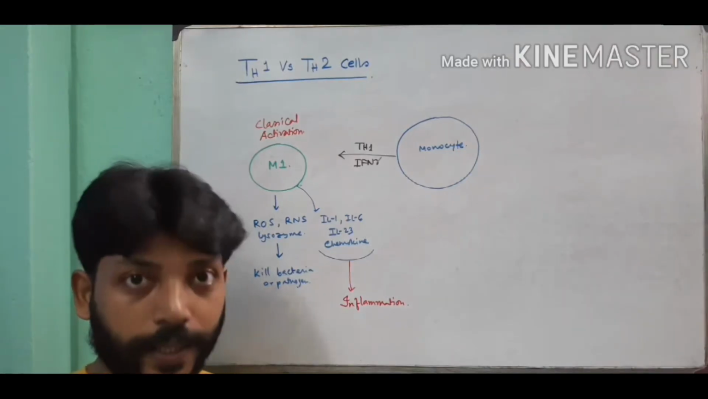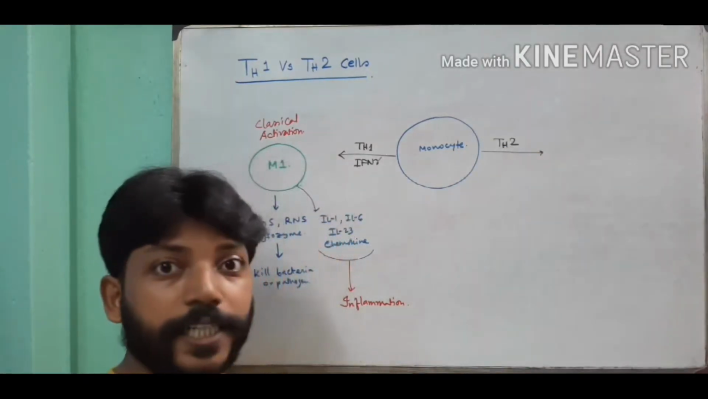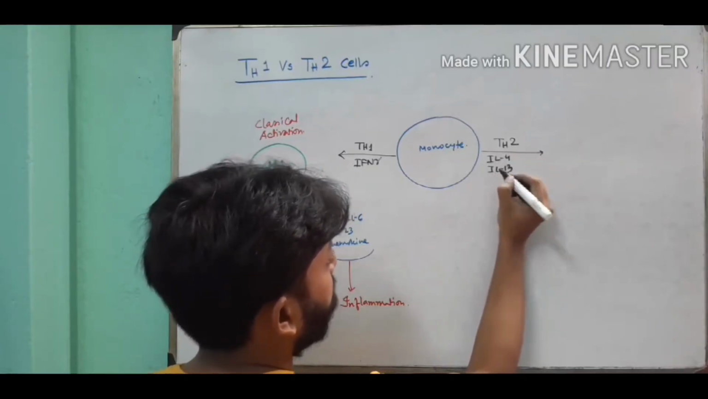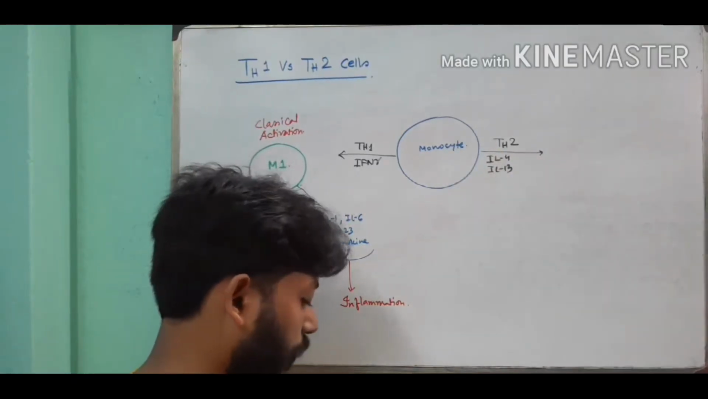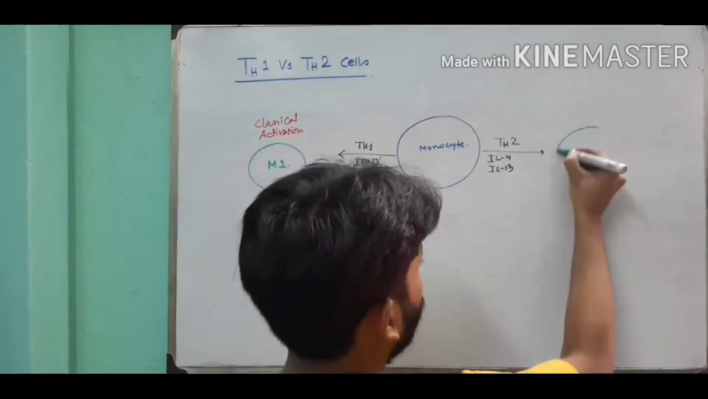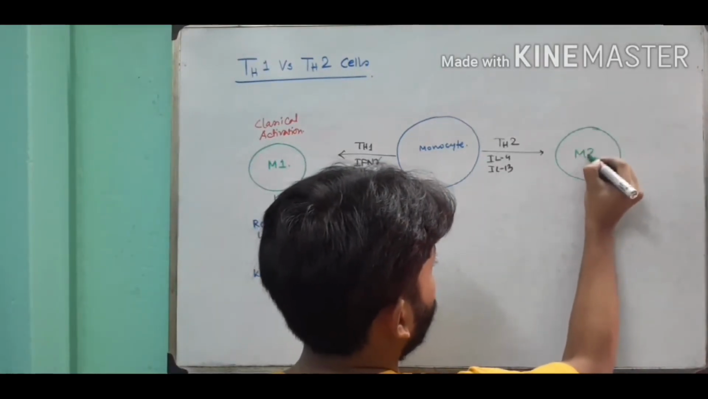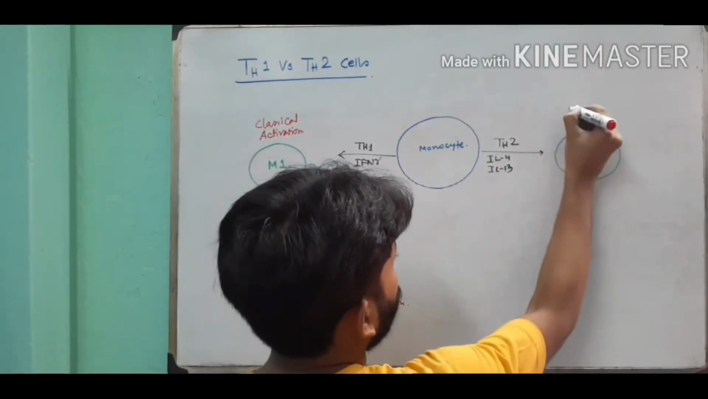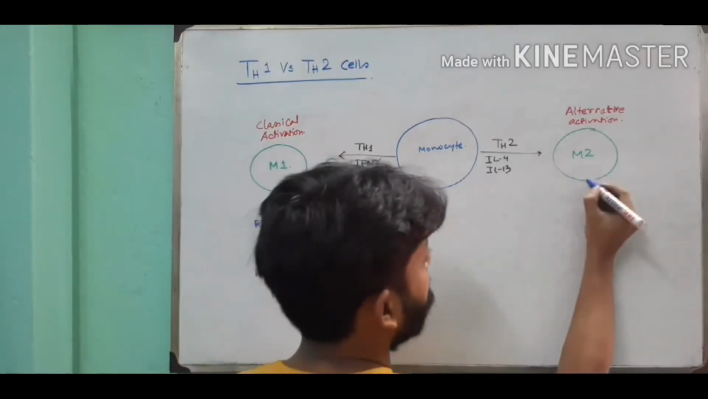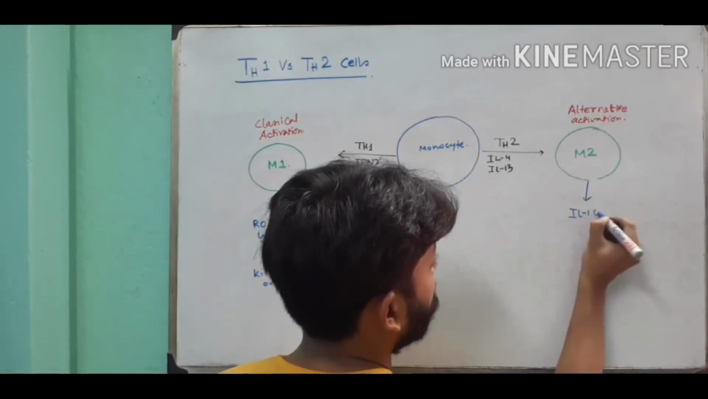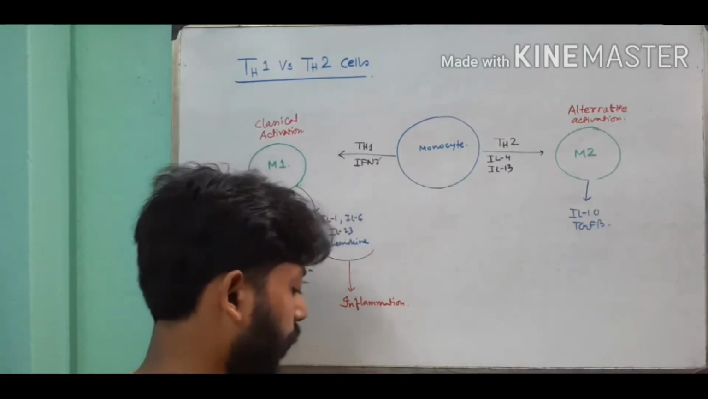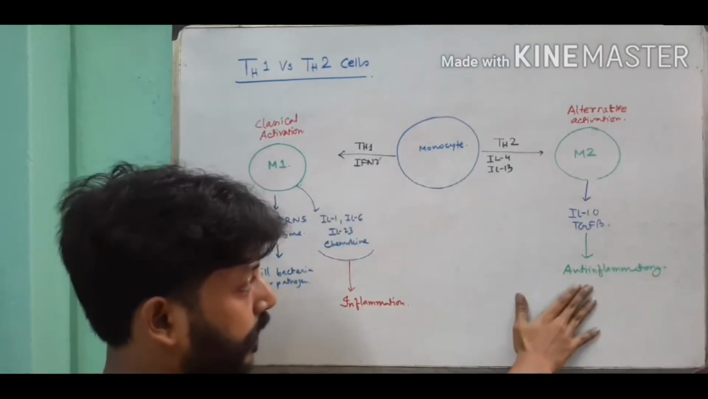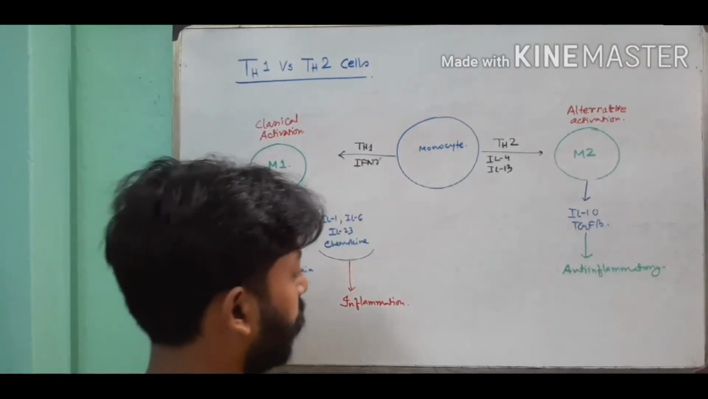If this is a TH2 cell, it can activate this monocyte but in a different way. These TH2 cells secrete IL-4 and IL-13 that help the monocyte transform into another type of macrophage called M2 type, and this activation process is called alternative activation. M2 macrophage secrete different cytokines like IL-10 and TGF-beta that are anti-inflammatory. This is not inflammatory, this is anti-inflammatory. This macrophage can inhibit the inflammation.